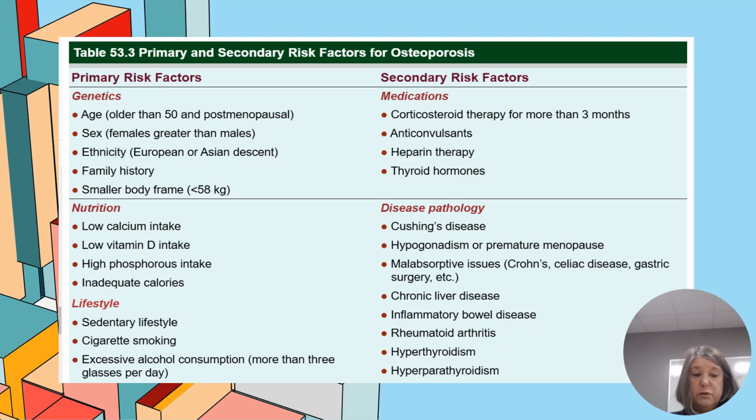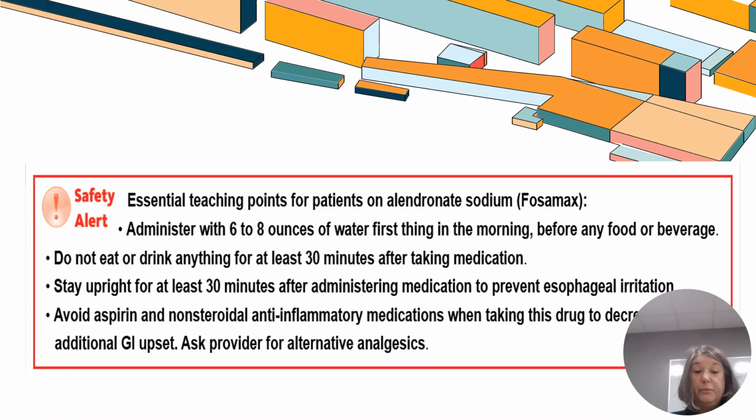All right, so slide 12 is table 53.3. This is just primary and secondary risk factors for osteoporosis. So primary includes genetics, nutrition, and lifestyle, right? Notice lifestyle is modifiable, right? And then secondary is medications and disease pathology, which, based on the disease pathology, we may not be able to change those meds, right? So those risk factors may not be modifiable in any way, shape, or form.